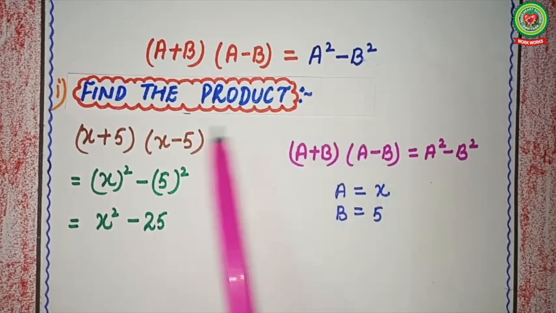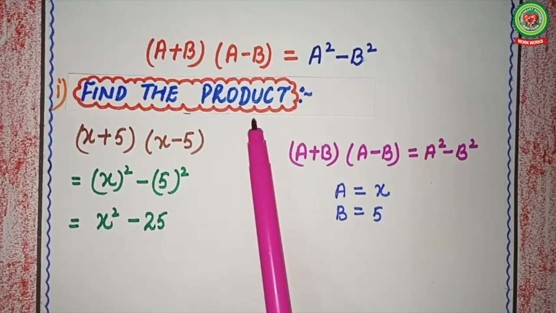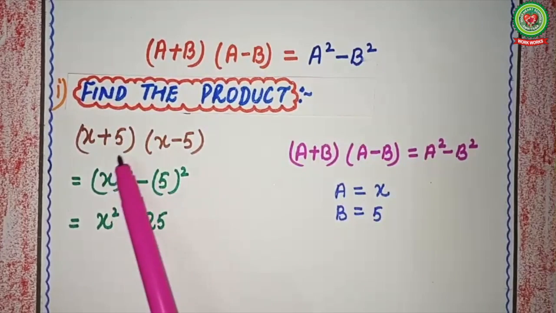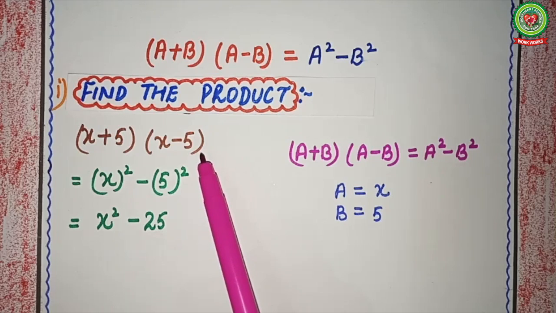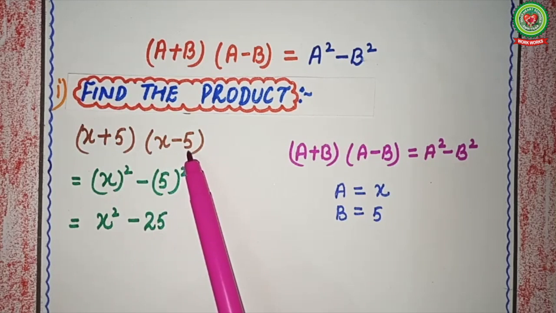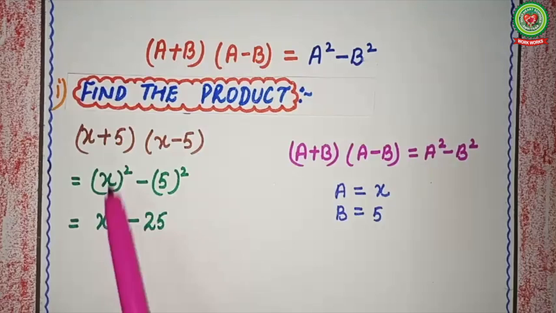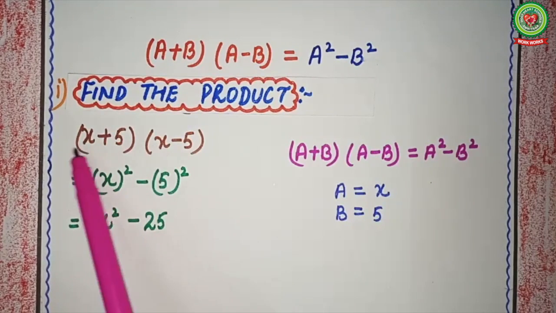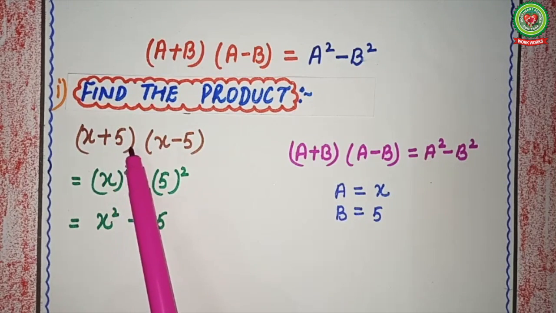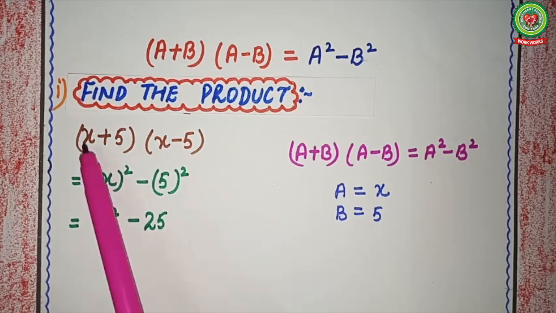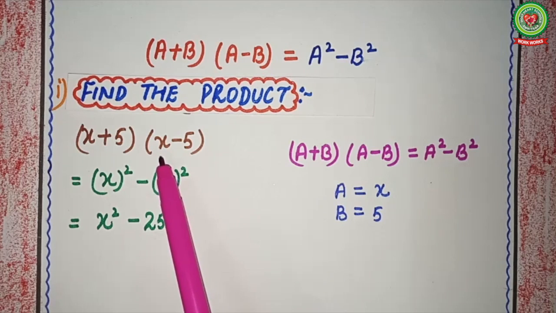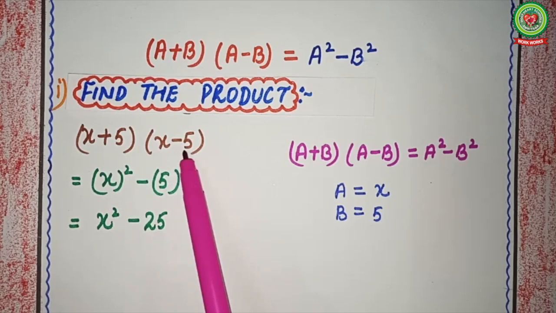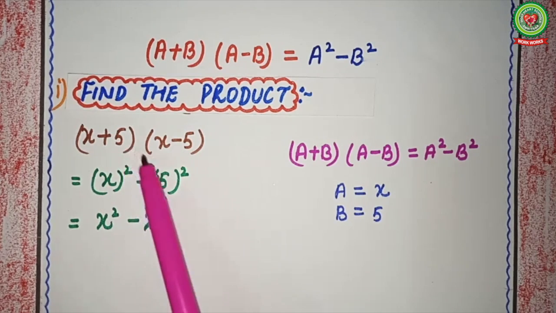So here we have the statement, that is find the product. Here is the first example, (x plus 5) into (x minus 5). What we have to do is find the product of these two given brackets. Now you can see that this variable x and this constant 5 are common in both brackets, but they differ from each other by one thing, that is the sign. Here is a plus sign, here is a minus sign. So it is (x plus 5) into (x minus 5).